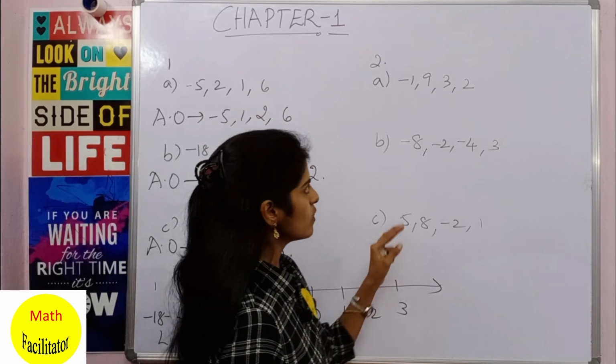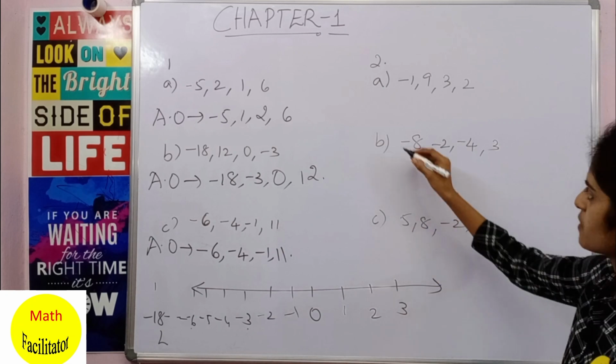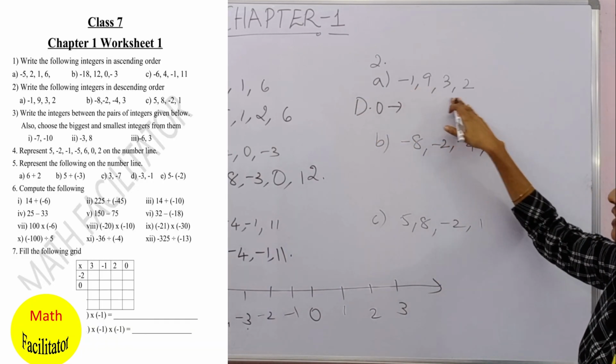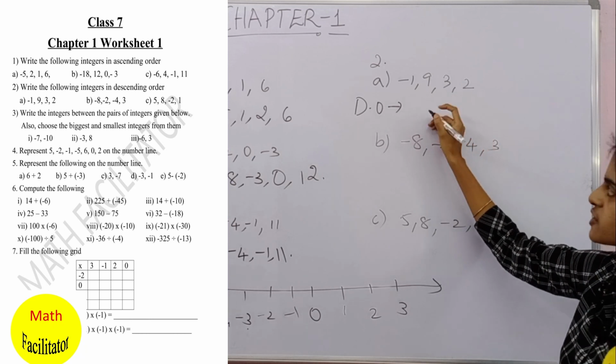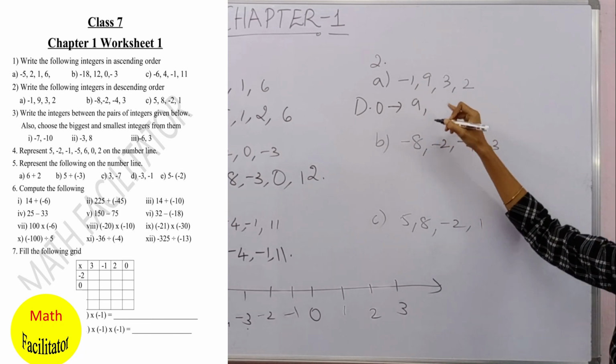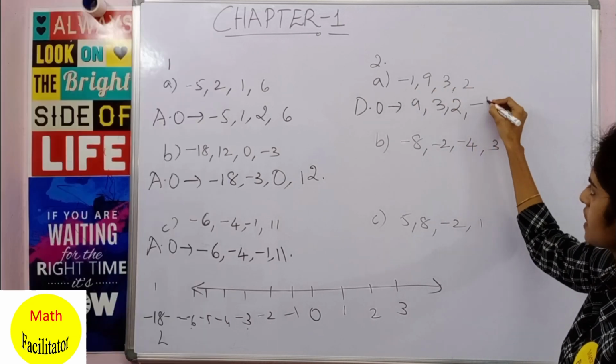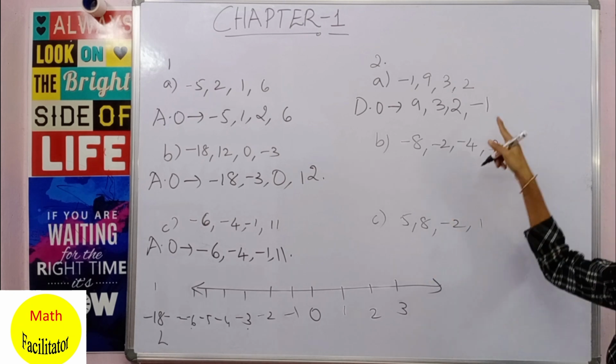Now we shall find the descending order of these numbers. So descending order is big to small. Among the given numbers, 9 is the biggest number, so you'll write 9 first. Then the next biggest number is 3, next biggest number is 2, and the negative number is the smallest among the given. So you will write it at last.